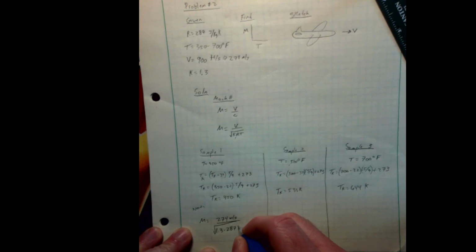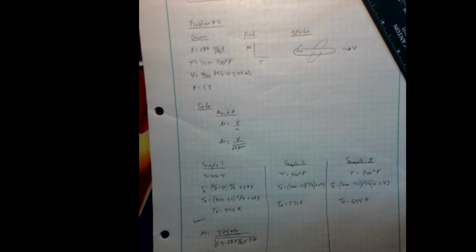Okay, and then I'm just going to put now Mach number is 274 meters per second over the square root of 1.3 times 287 joules per kilogram K times 450. Okay, that is terrible, see, that's why we use pencil. It needs to be the square root of all of that. Okay, and the Mach number becomes, let's see, about 0.51.